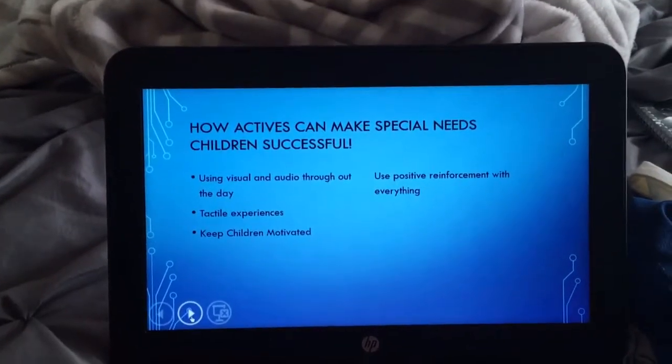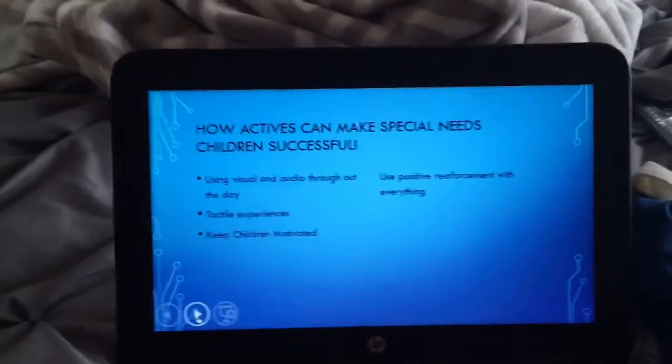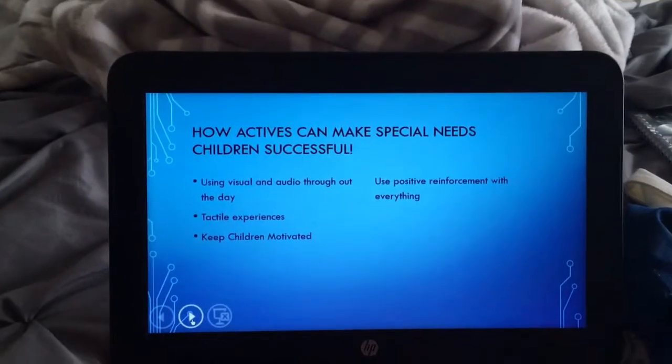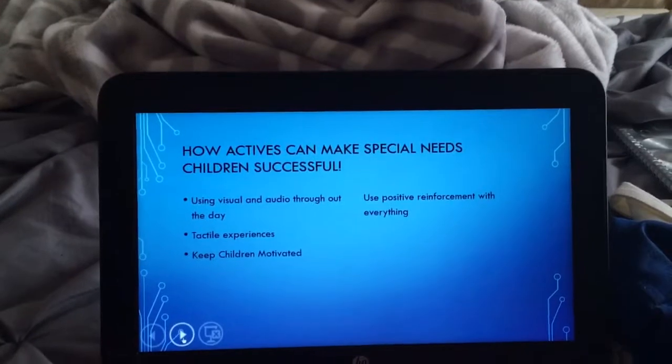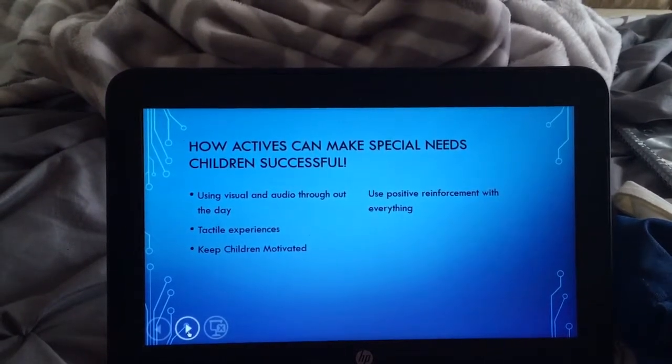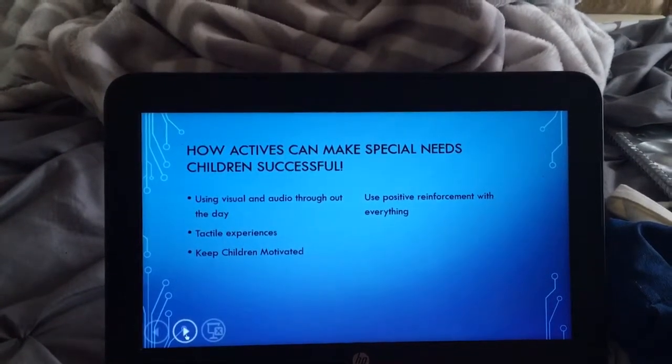How activities can make a special needs child successful. Using visuals like picture cards, what's coming next during the day so they can know what's next. Having structures throughout the day is a big key for them to be successful.